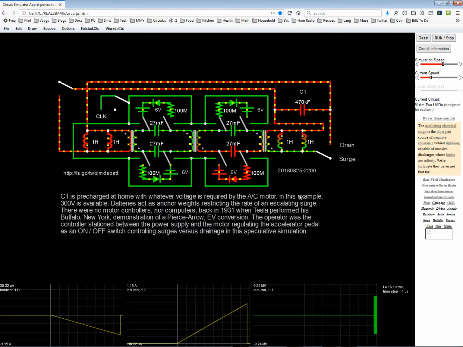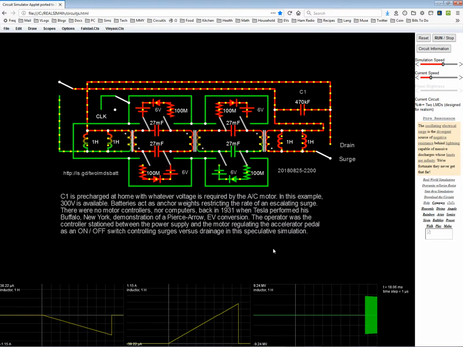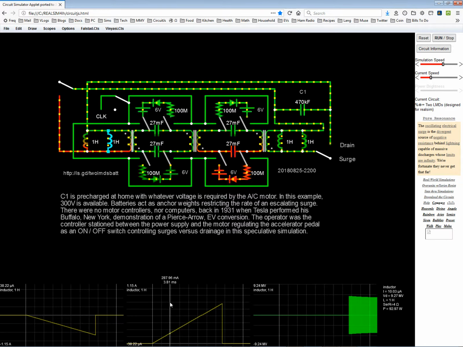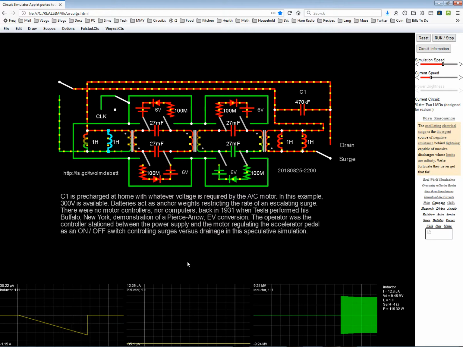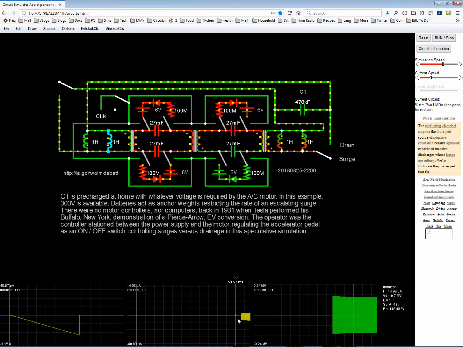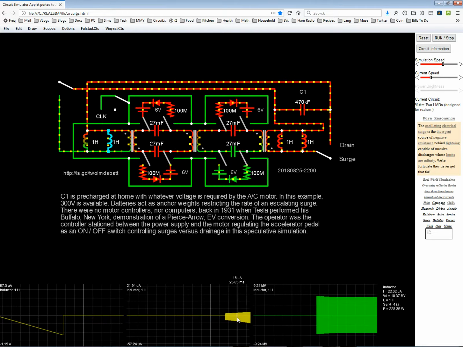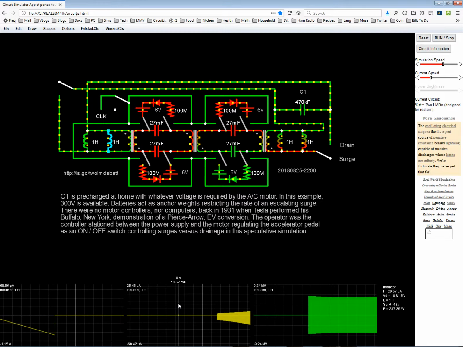So we go back to escalating surge mode, and it takes a little time. Let's reset this so we don't have to wait. So now we see that the amps are rising and the volts are dropping. And the amps are rising very slowly. So that's pretty good.